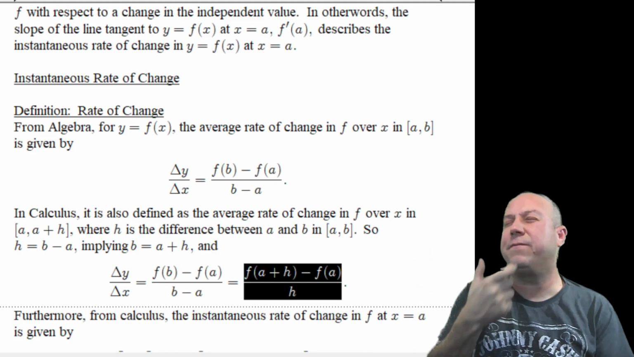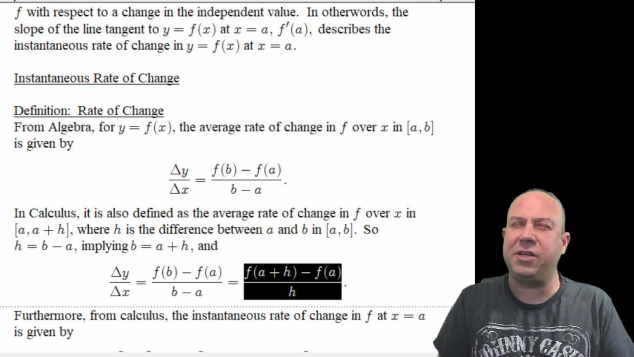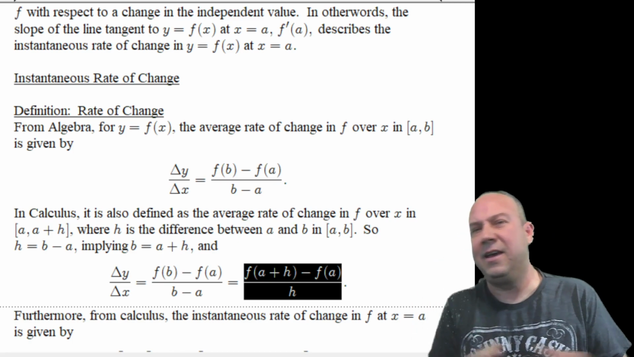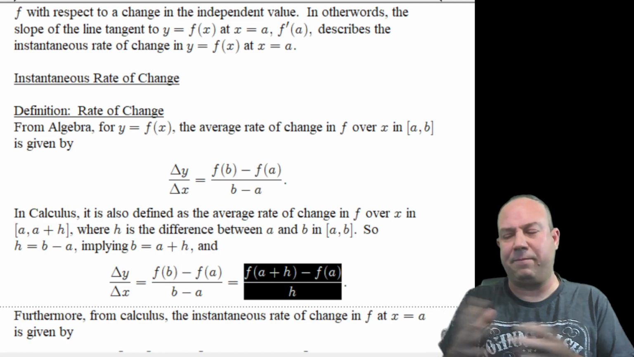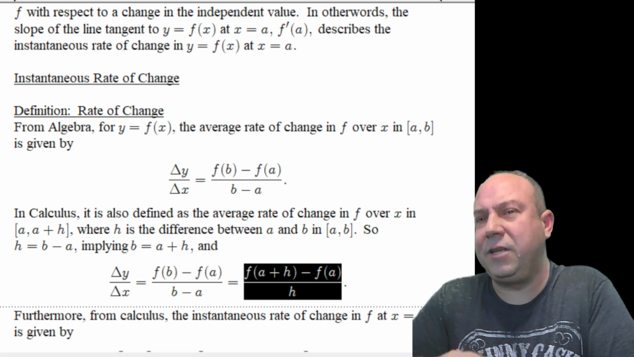h being a difference measurement that occurs between the beginning of our average rate of change calculation and the end of its calculation, its interpretation, the range over which it's being calculated.